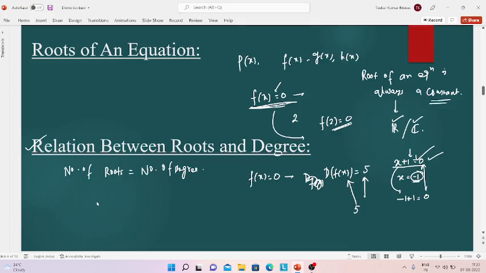So suppose a quadratic equation is given to you, which is, suppose, x square minus 3x plus 4 equals 0. Since this is a quadratic equation, it has degree 2, so you can say the roots of this particular equation are 2, right? There are 2 numbers, real or complex, which satisfy this particular equation. So this is a relation between roots and degree.